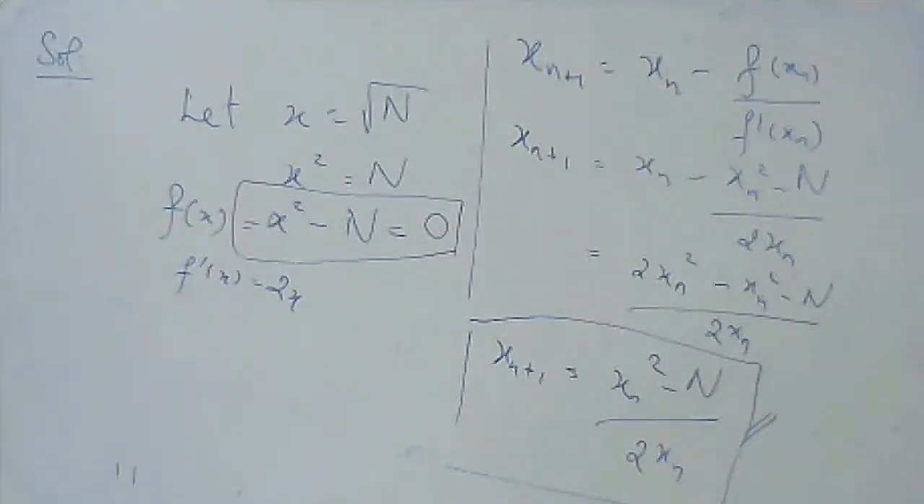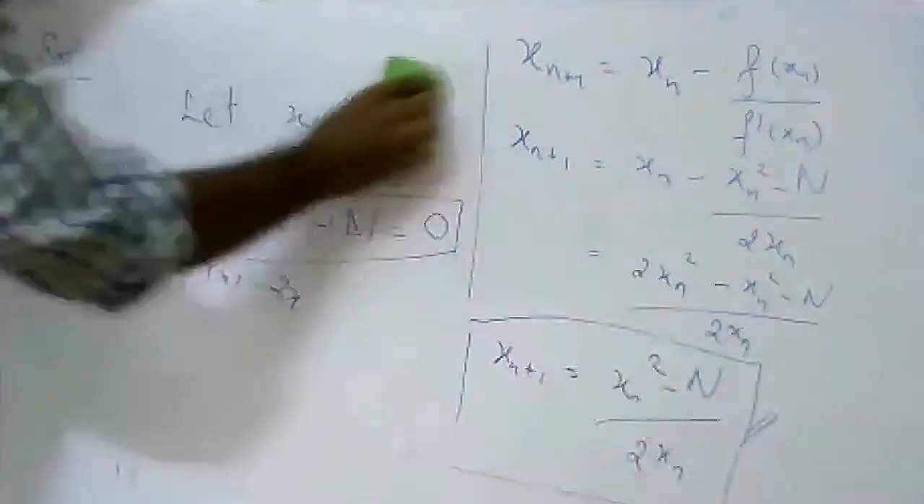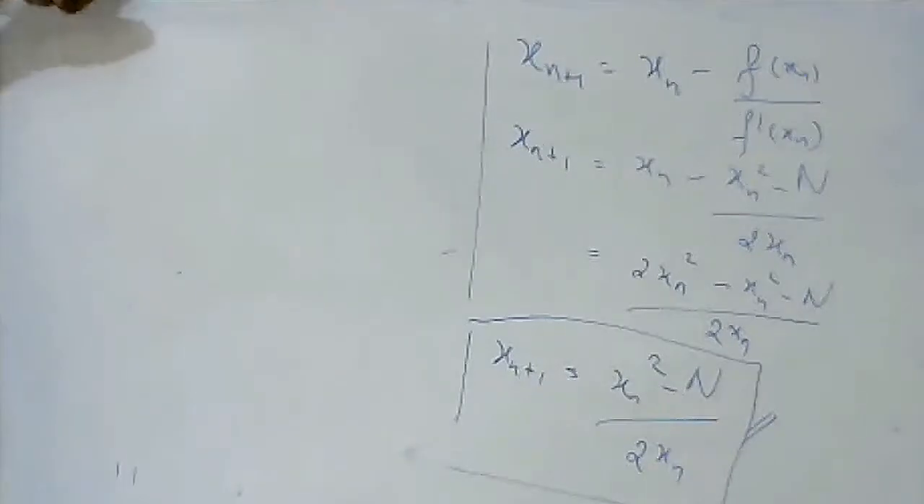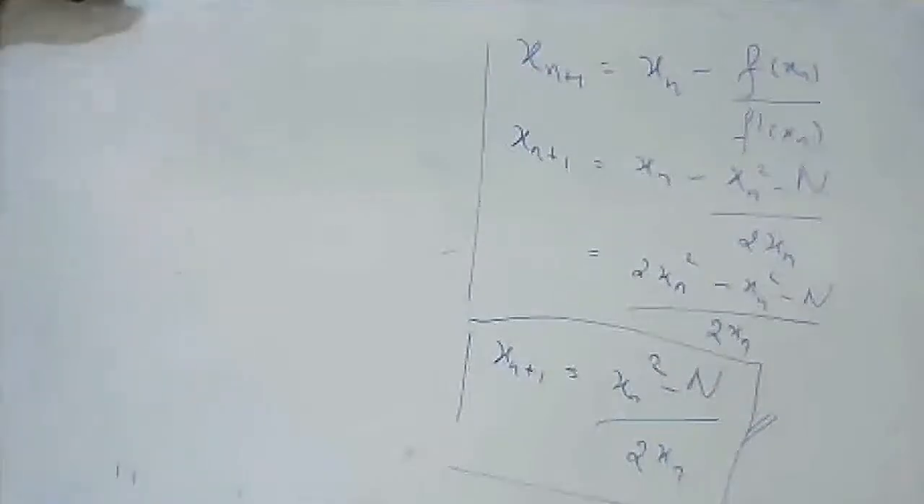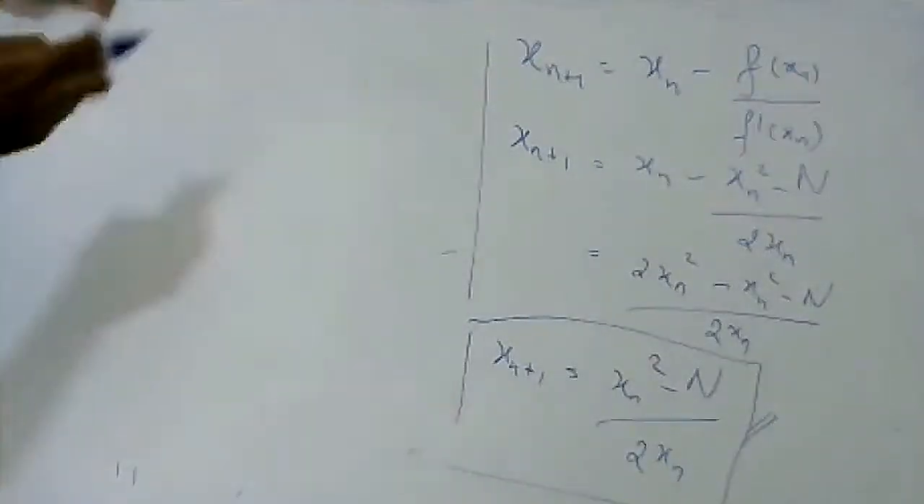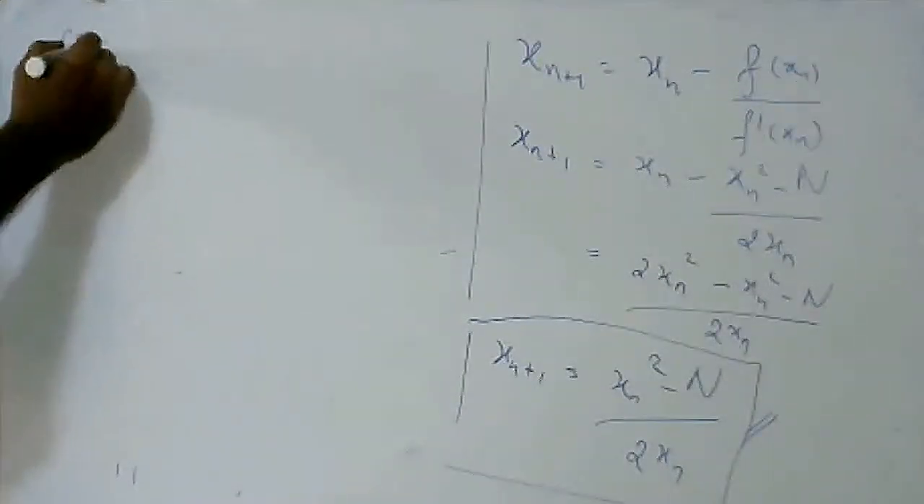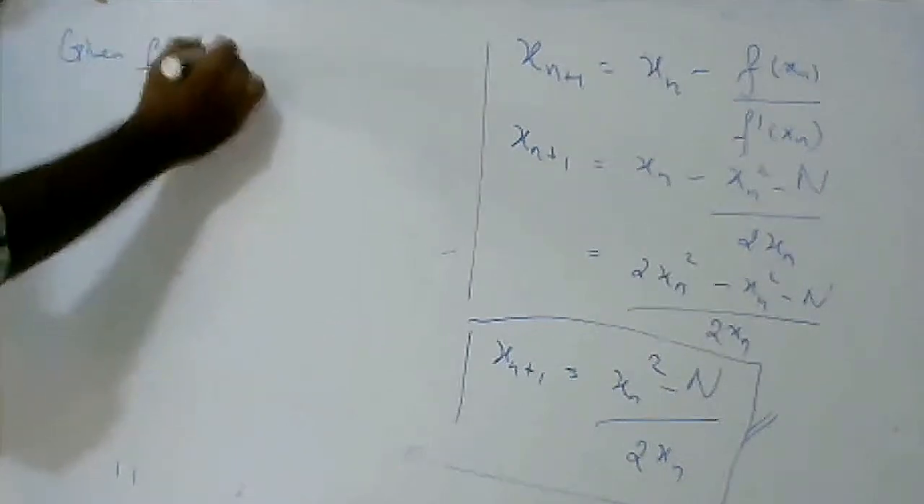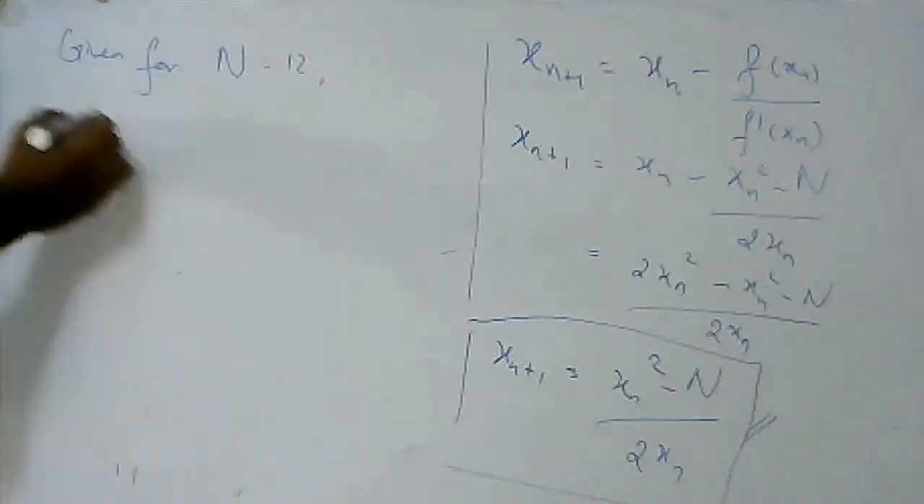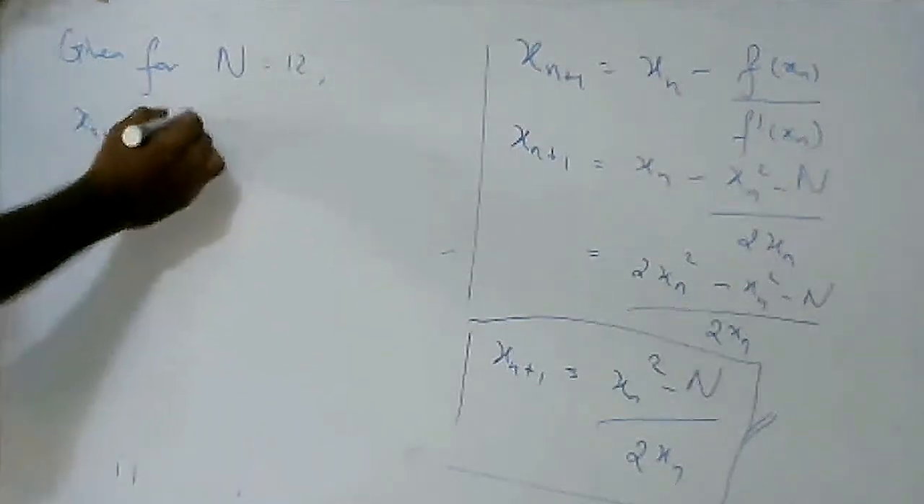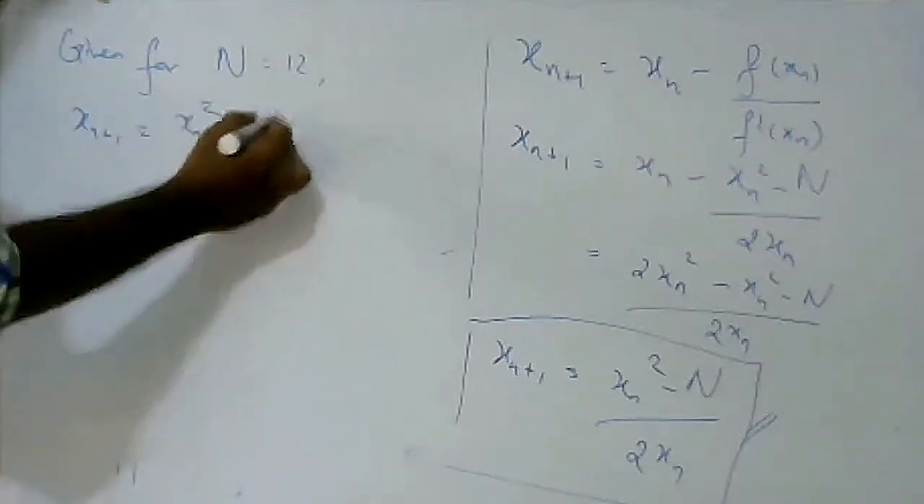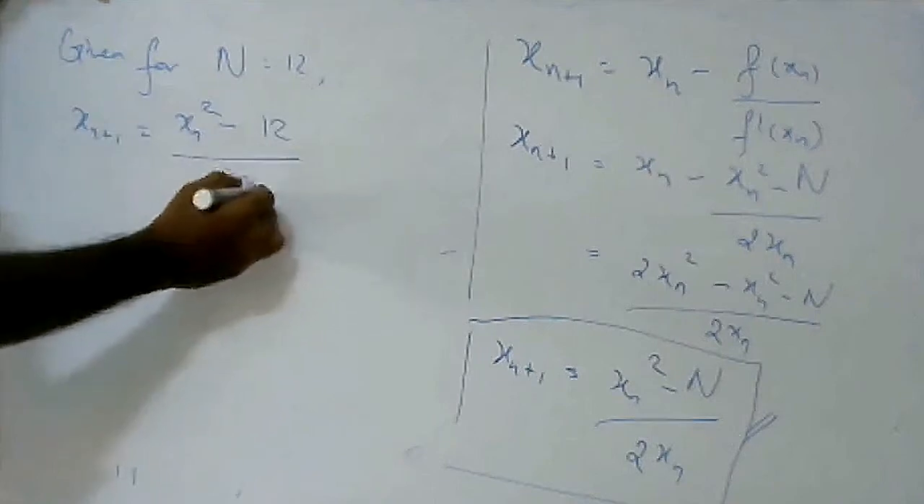Now what we have to do is substitute N equal to 12. That's what they asked: find the value of root 12. The formula is for any capital N; substitute the value here and we can find the value using Newton-Raphson. So for capital N equal to 12, the formula changes as x(n+1) equal to xn square plus 12 divided by 2xn.